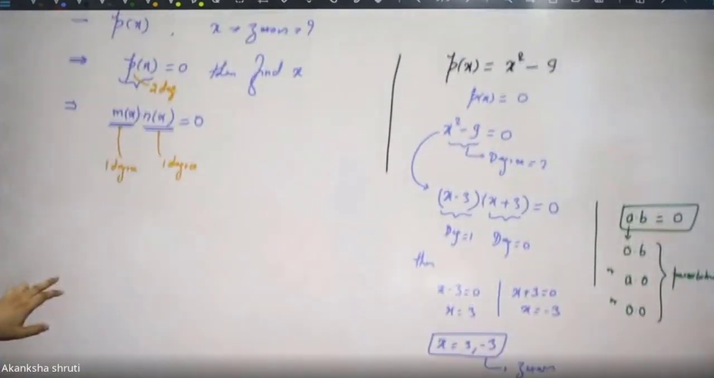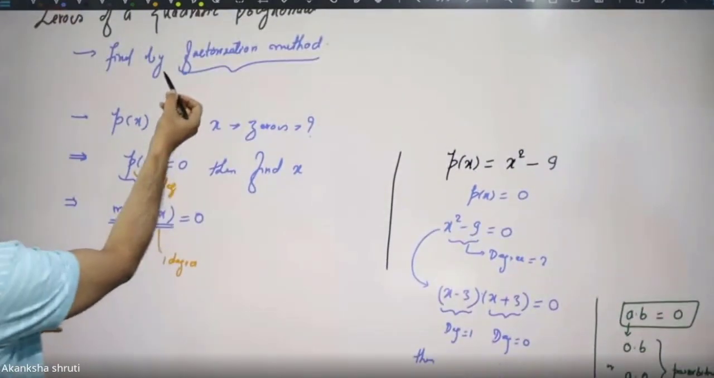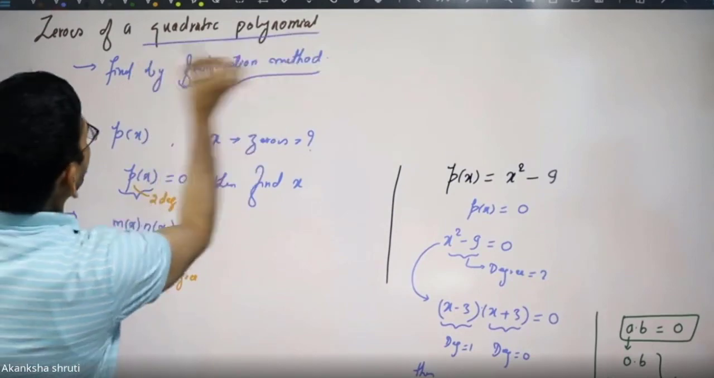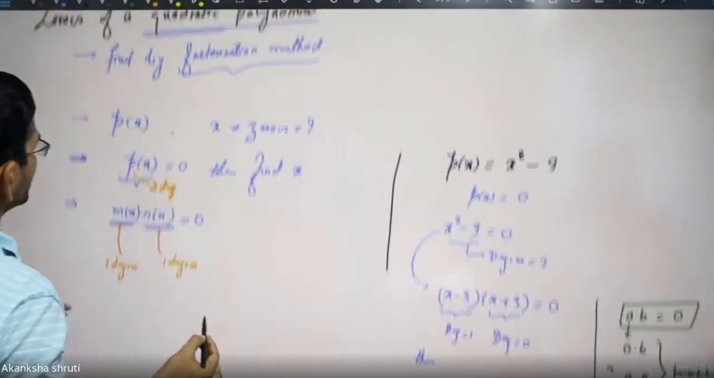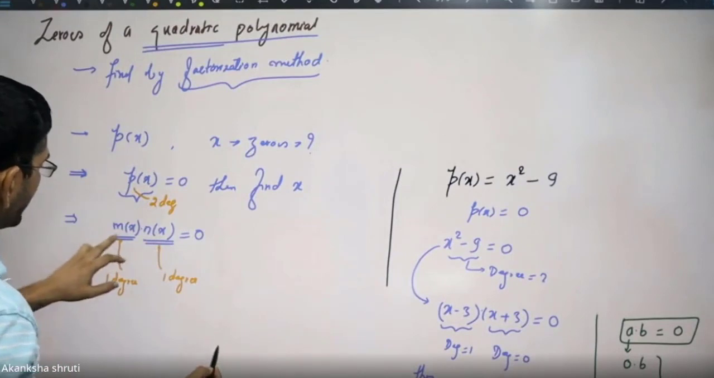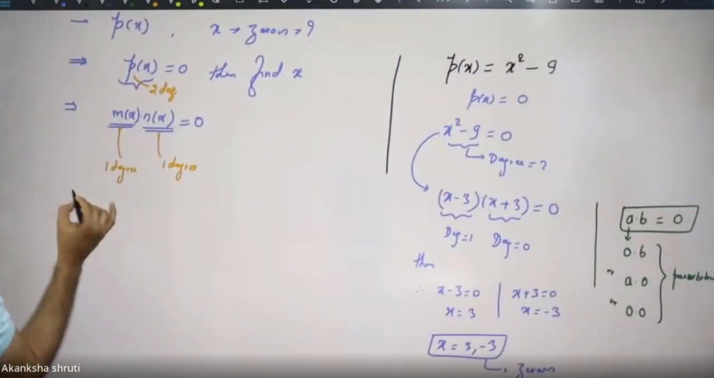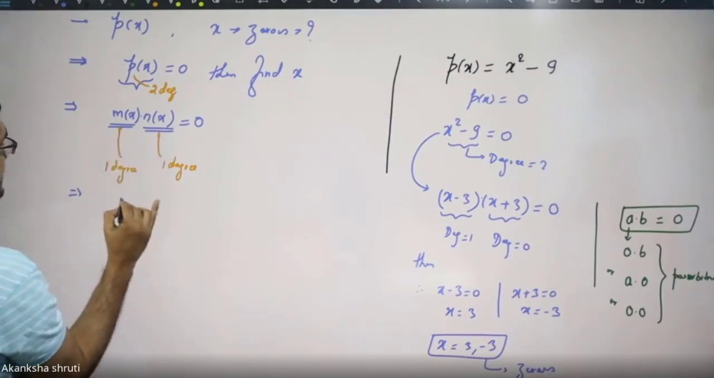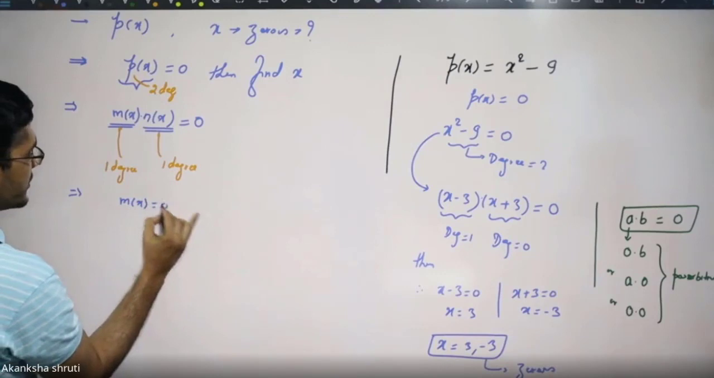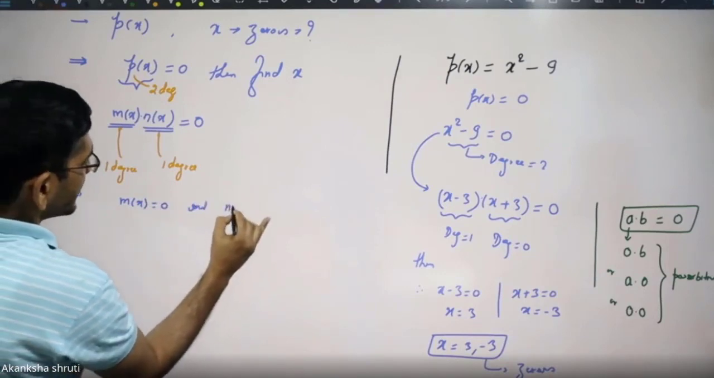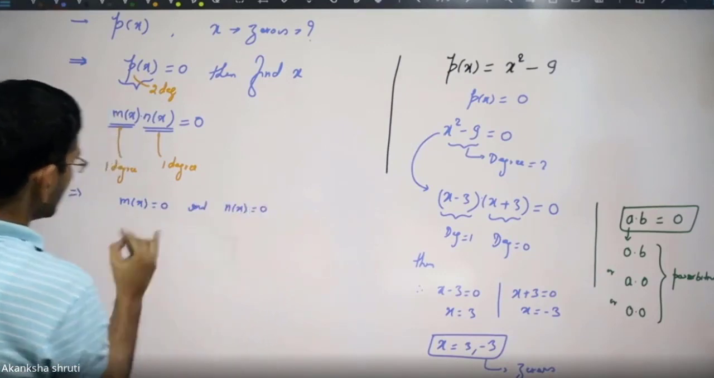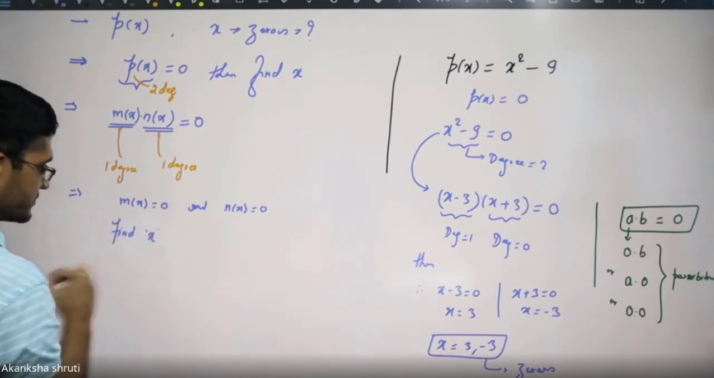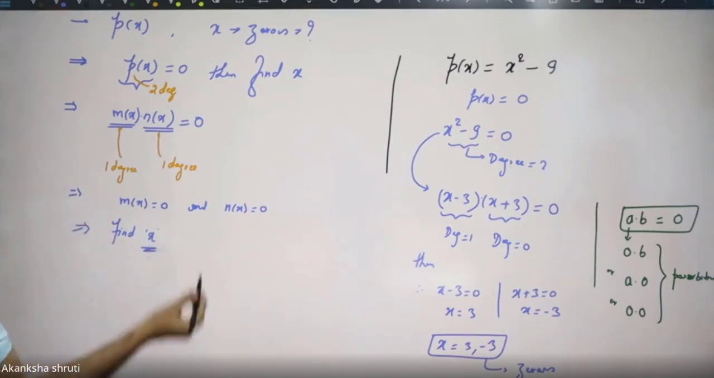Student, so how is the rule? The rule is very simple. We are talking about the quadratic. Okay, now student, do not get confused with the cubic right now. That's why I have written here 2-degree polynomial. m and n will be 1-degree polynomials. Then equate m(x) to 0 and n(x) to 0. Find x.